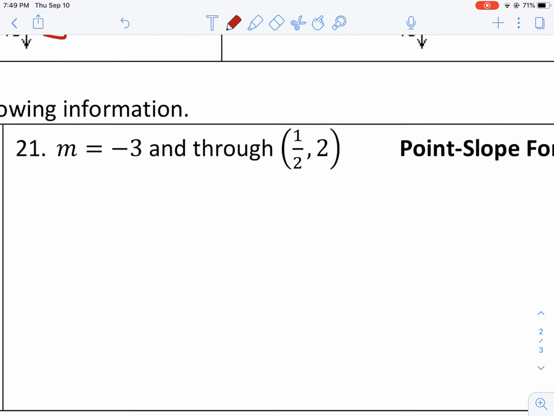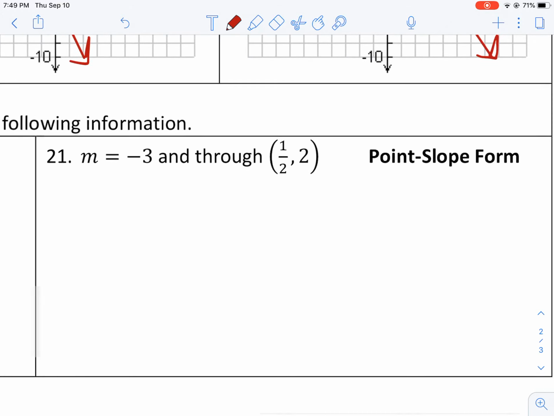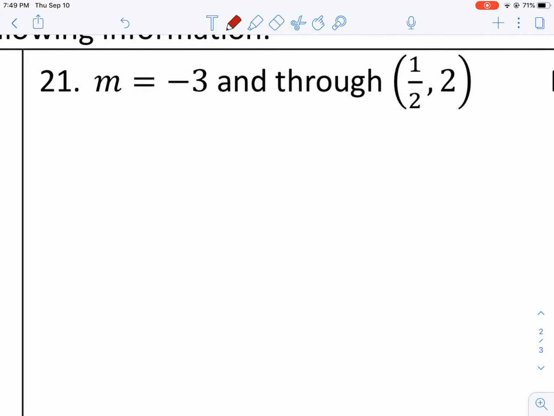Number 21. We're also going to do point slope form. So this is pretty much the same thing that we just did.